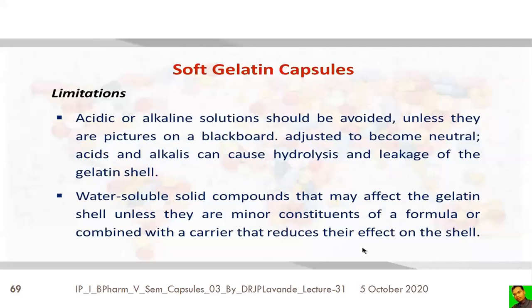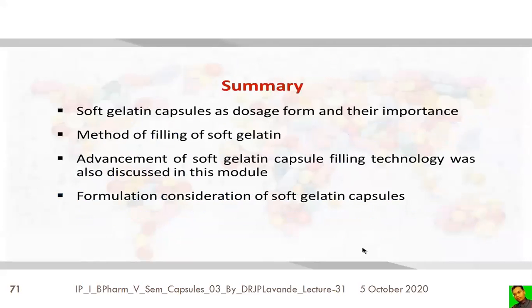Acidic or alkaline solutions should be avoided unless they are adjusted to become neutral, because acids and alkalis can cause hydrolysis and leakage of the gelatin shell. Water soluble solid compounds may also affect the gelatin shell unless they are minor constituents of a formula or combined with a carrier that reduces their effect on the shell.